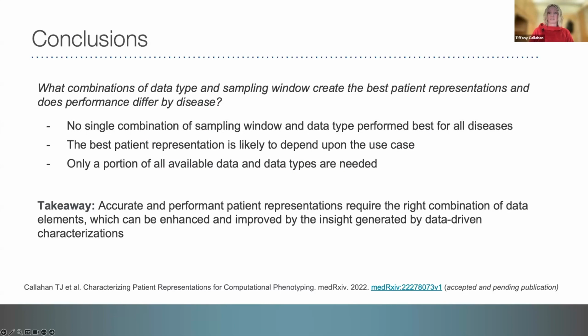So what's our major takeaway? Accurate and performant patient representations require the right combinations of data elements, and this can be enhanced and improved by insight that can be derived from these data-driven characterizations. So you might not know ahead of time what works best for each patient group, so it's worth doing some of these shallow characterization tasks before a bigger learning task to really understand, how do I find these patients and what do I really need to do that well?